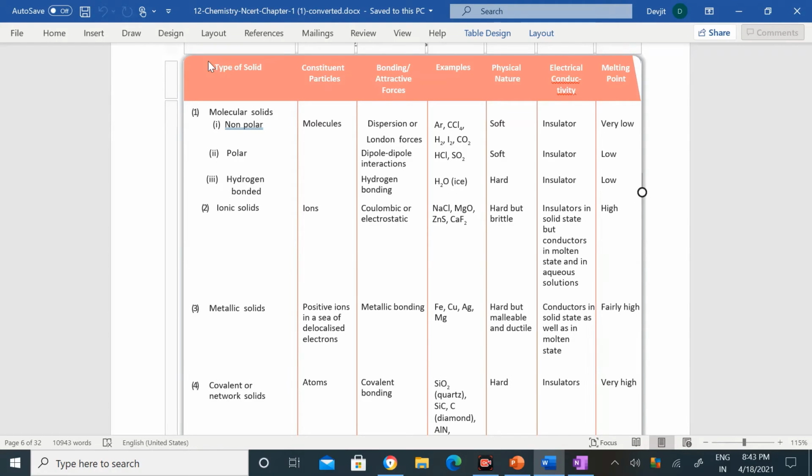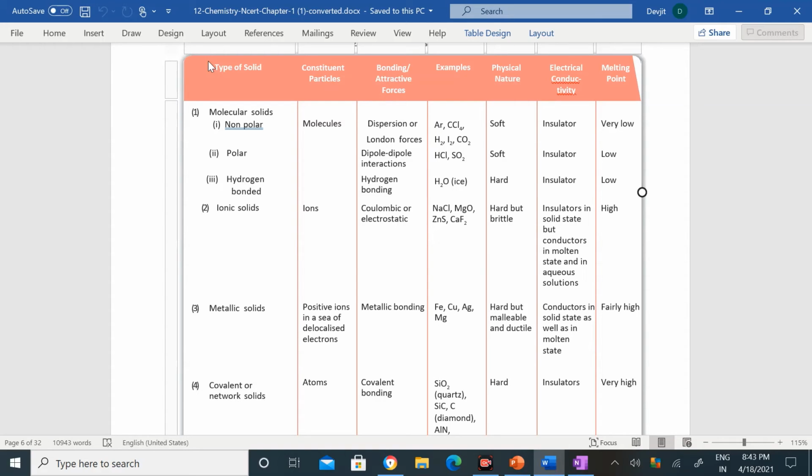Next is metallic solid. Just now I explained that the metal ions have a tendency to lose electrons and electrons move here and there. That's why there is a strong force of attraction between the kernel and the electrons. They have metallic bond, and the examples are all the metals which have tendency to lose electrons: iron, copper, silver and magnesium. Physical nature: all metals we know are malleable, they are ductile, they have good conductivity, same thing. And melting point is fairly high, quite high.